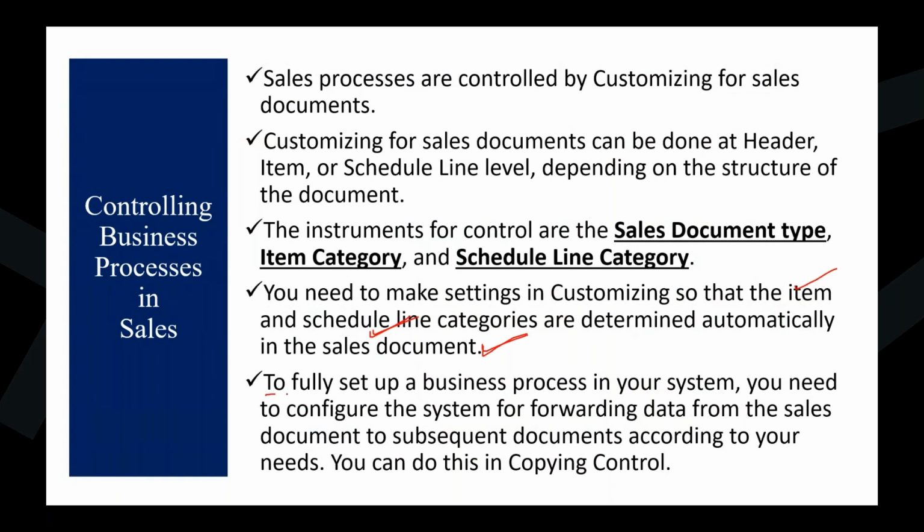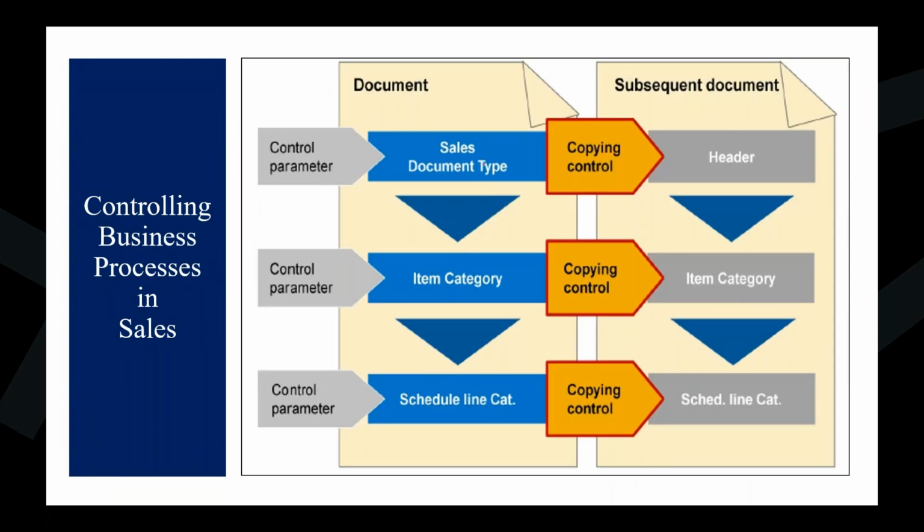Okay, to fully set up a business process in your system, you need to configure the system for forwarding data from the sales document to subsequent documents according to your needs. You can do this in copy control. So we are creating a sales document, let's say a sales order. Or let's say you are creating a quotation. From the quotation we are creating a subsequent document, normally a sales order.